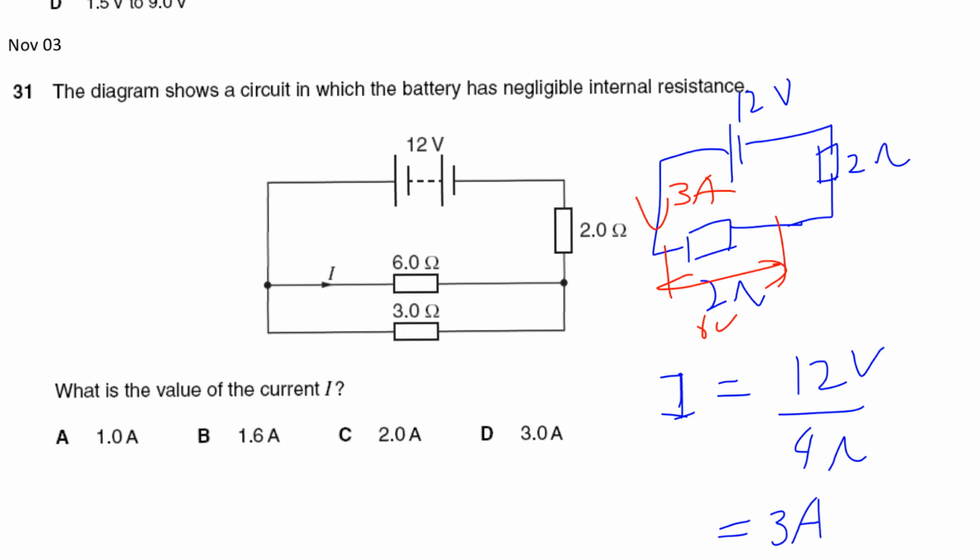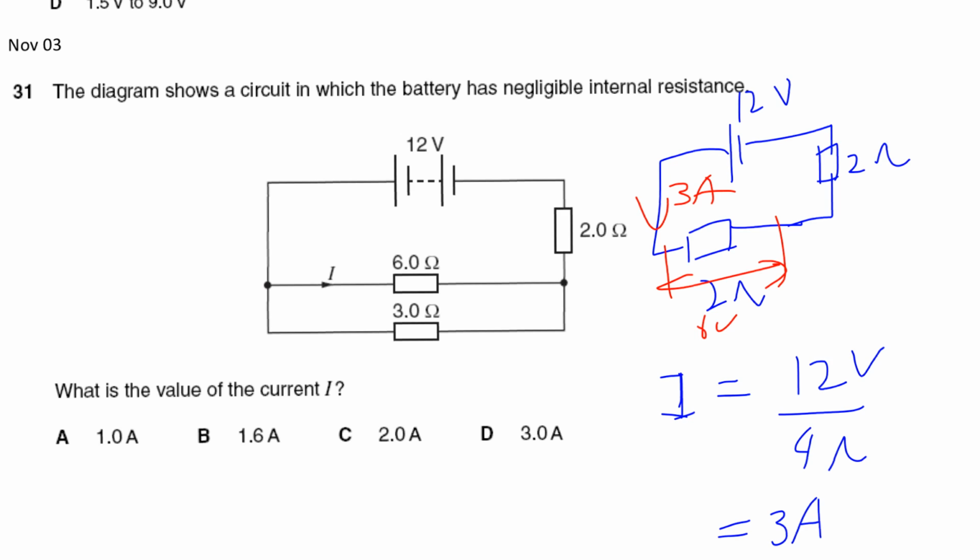Now the question wants you to find the current in this part. One of the ways to solve it is to combine these two first. But how do I combine them? Some people get confused. These two in parallel, what about this, how should I combine them? Should these two be in parallel with this, or should this be in parallel with this? So how do I see that?